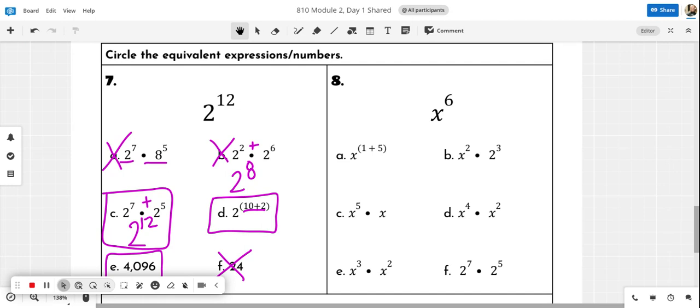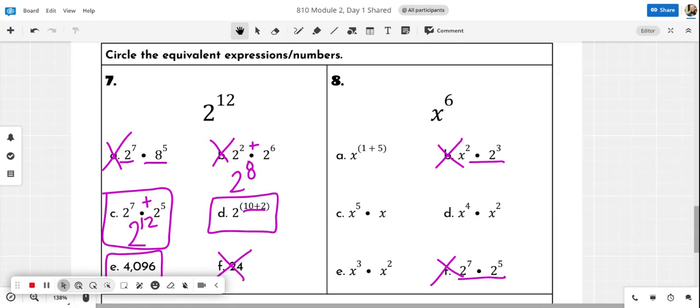All right, looking at number 8. Again, are there any we can eliminate right away? Notice we want x to the 6. Take a look. Are there any that don't have a base of x? Hopefully you notice B. That has a 2, so I'm going to eliminate that one. And also F. That is bases of 2 as well. So I'm eliminating those right away.